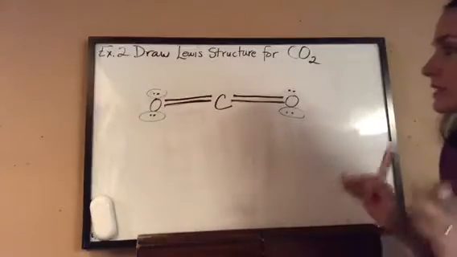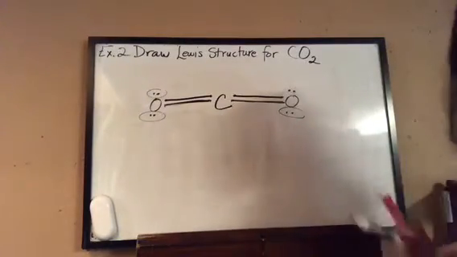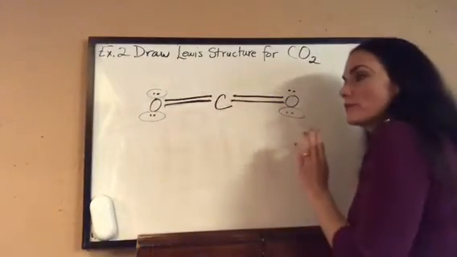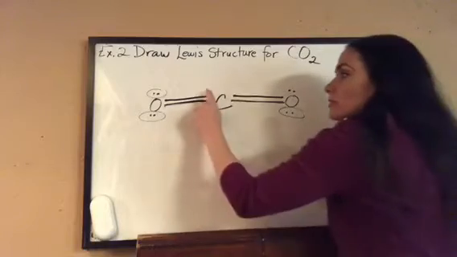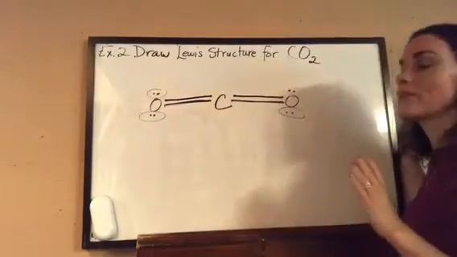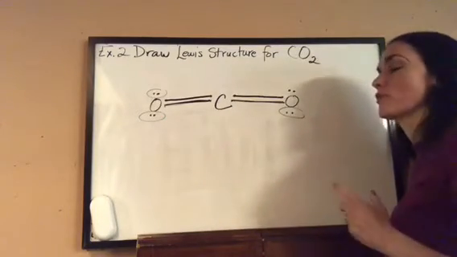Okay, let's now check that the octet rule is satisfied. Let's start with our central atom. Carbon has 4 bonds around it. One bond makes 2 electrons. So 2, 4 electrons, 6, 8 electrons. We now have 8 electrons around carbon. Good, octet rule satisfied for carbon.